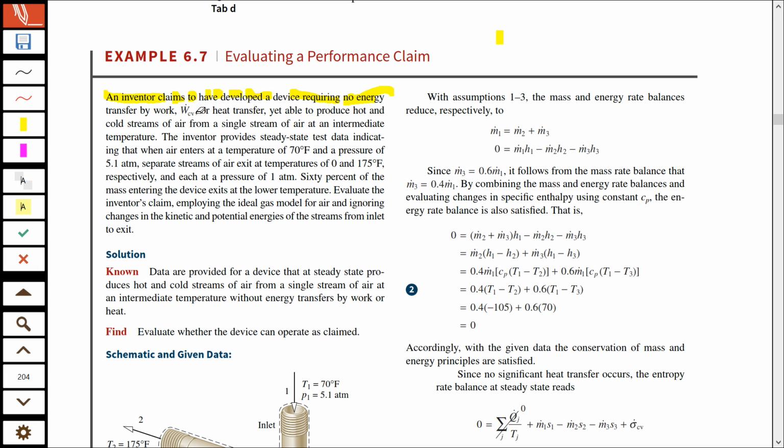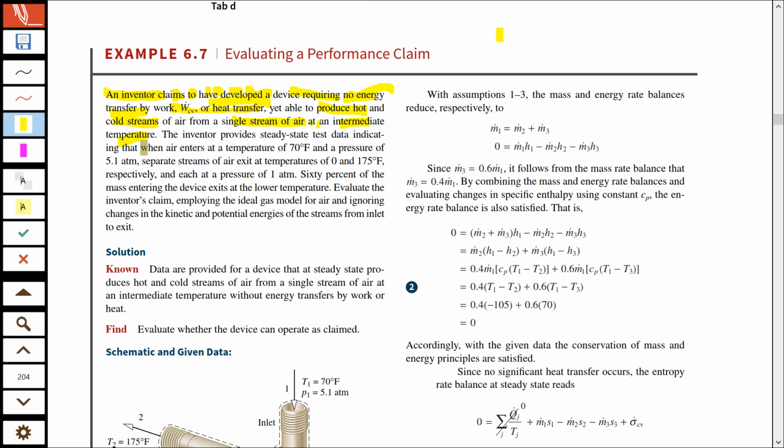Okay, there is no heat transfer needed. So neither heat transfer nor work transfer is needed at the boundary. But he claims that he can still produce a hot and cold stream from a single stream of air at intermediate temperature. So look at this.